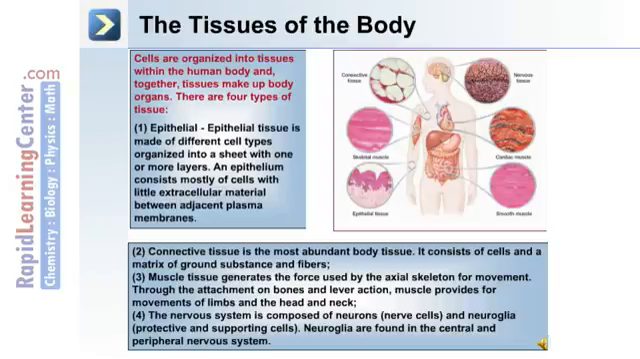Connective tissue is the most abundant tissue in the body, and it consists of cells and a matrix of ground substance and fibers. Muscle tissue generates the force used by the axial skeleton for movement, and cardiac muscle generates blood pressure and the force to move blood through the vascular system. The nervous system is made up of neural tissue, neurons, which are nerve cells, and the neuroglia, which are protective and supporting cells. Neuroglia are found both in the central and peripheral nervous system.